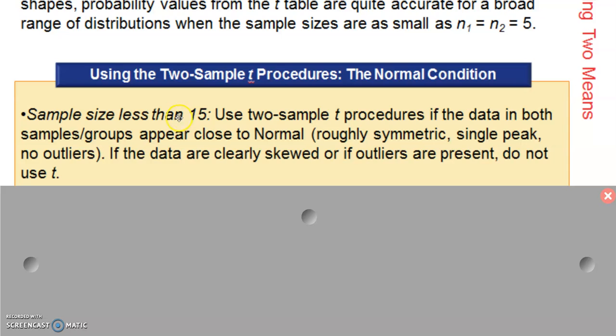So if the sample sizes are less than 15, use two sample t-procedures if the data are close to normal. That means roughly symmetric, single peaked, and no outliers. If there's skewness or outliers, do not use t-procedures.